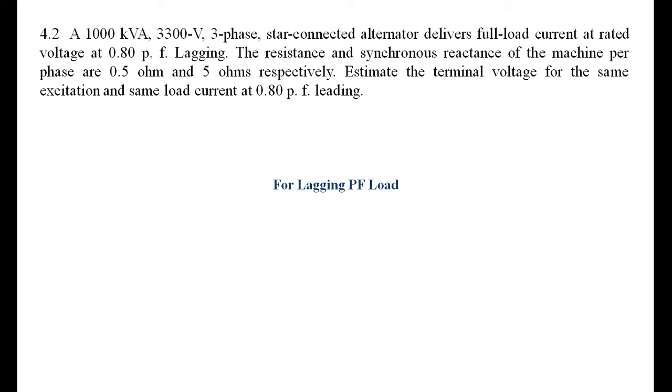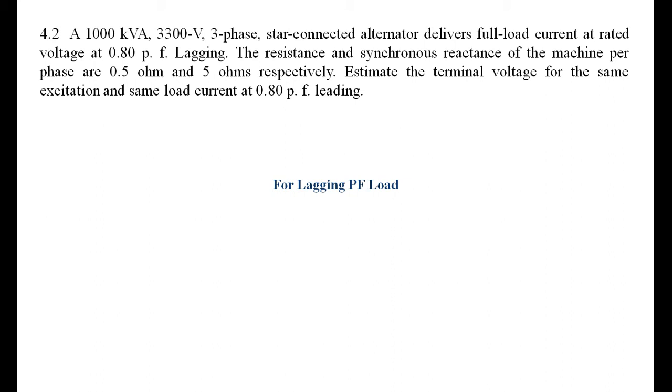It is delivering the full load current at rated voltage of 0.8 power factor lagging. The resistance and synchronous reactance is given as 0.5 and 5 ohm respectively. Estimate the terminal voltage for the same excitation, the same load current at 0.8 power factor leading.